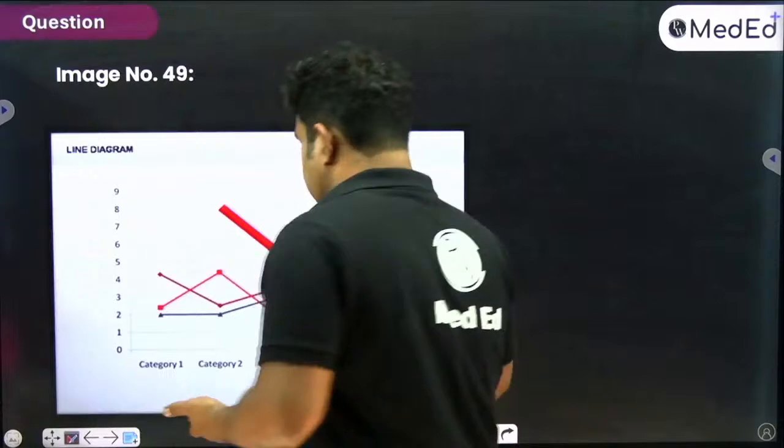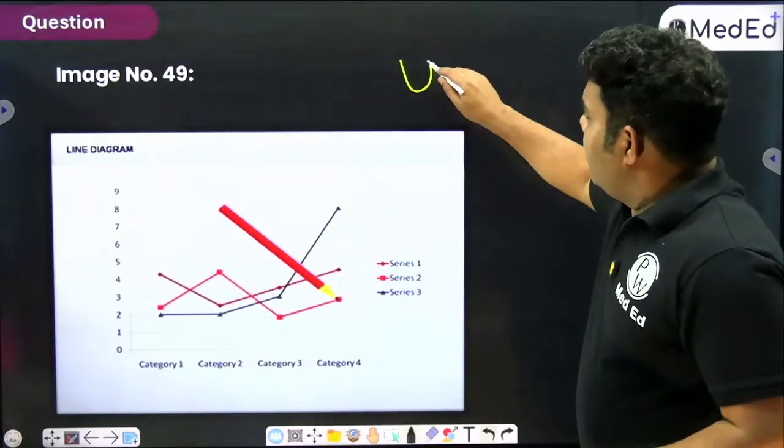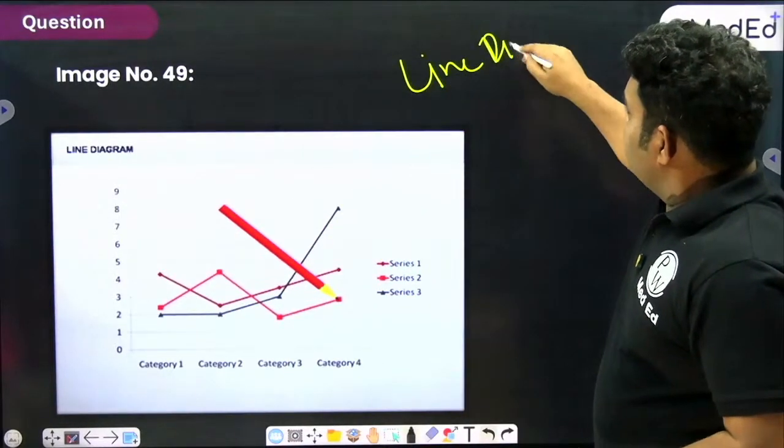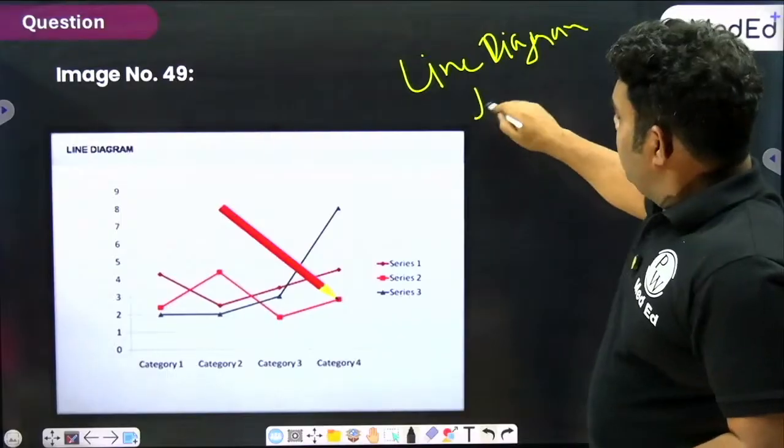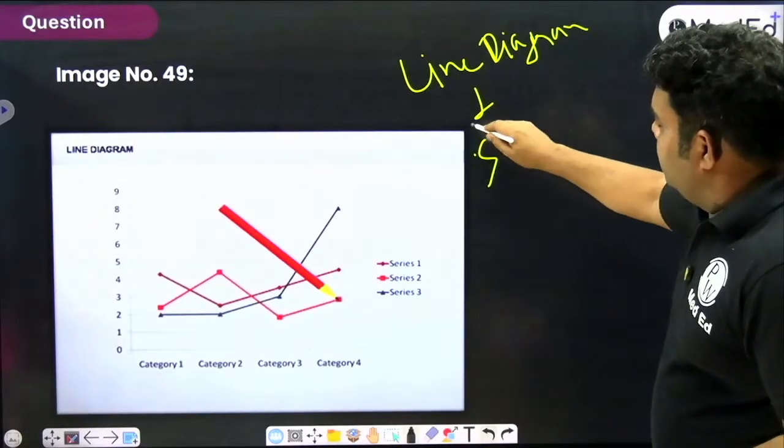Now this is a line diagram. A line diagram always tells the trend of an event. Like it can tell a secular trend.